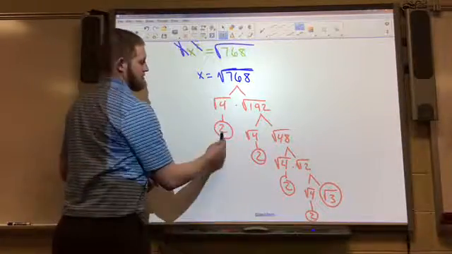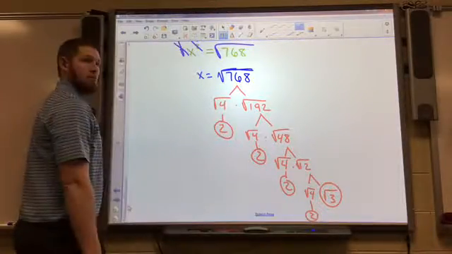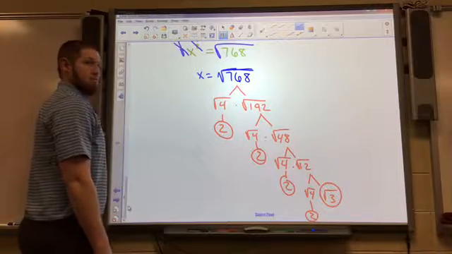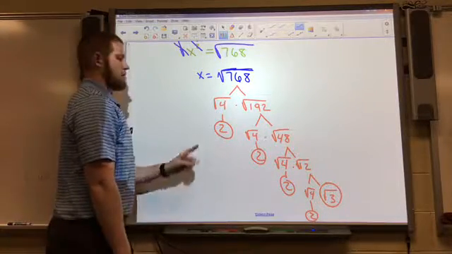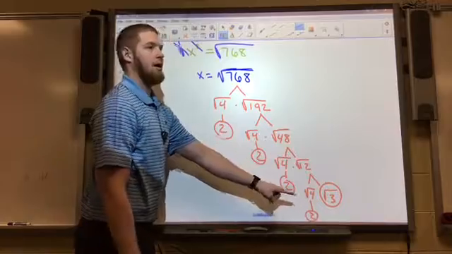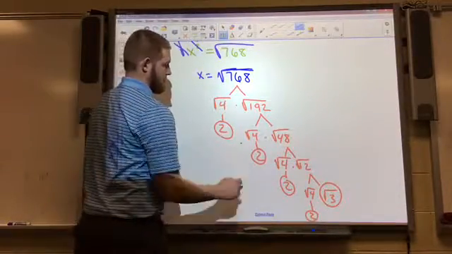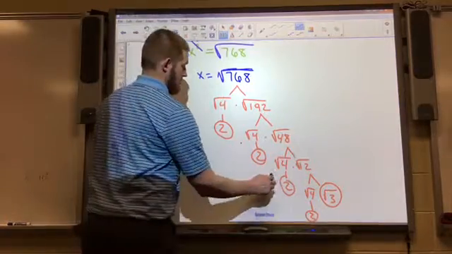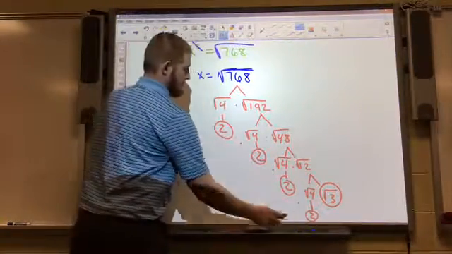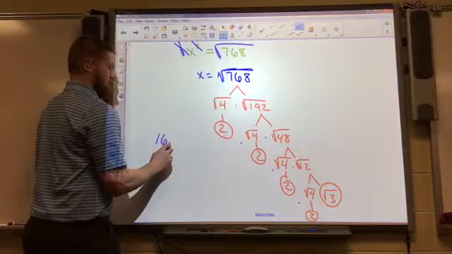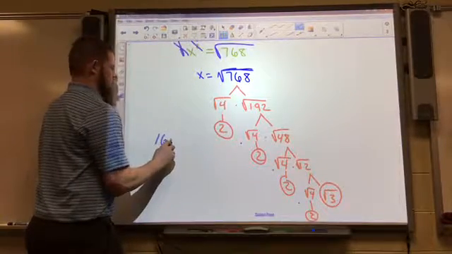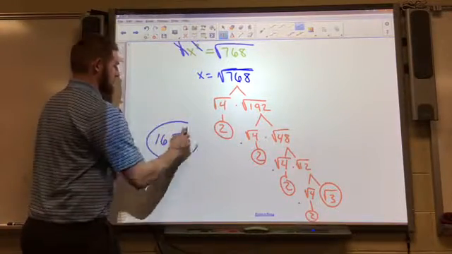So when I do this, I get 2, 4, 6, 8, right? No. What do I do with these numbers? I multiply them. Don't add them like I just did. You multiply. So 2 times 2 is 4. Times 2 is? Times 2 is? Square root of 3. Good.